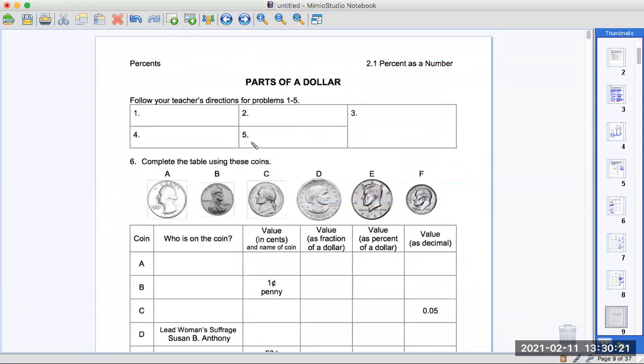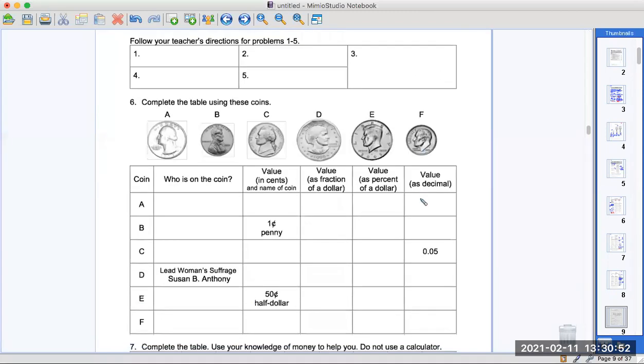Okay, this is interesting. We're now on page 6. This is about money. So money works really well with percent because a dollar has 100 cents. So it goes really well with 100. This is a quarter, 25 cents, a penny, 1 cent. What's that? Looks like a nickel, which is 5 cents, a Susan B. Anthony dollar, which is 100 cents. And this is a 50-cent piece, I think. And this is a dime, which is 10 cents.